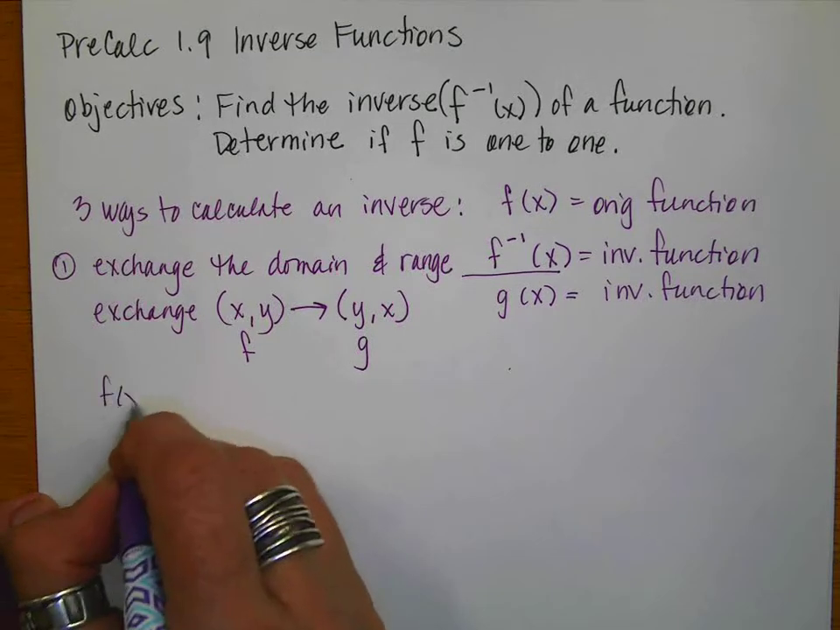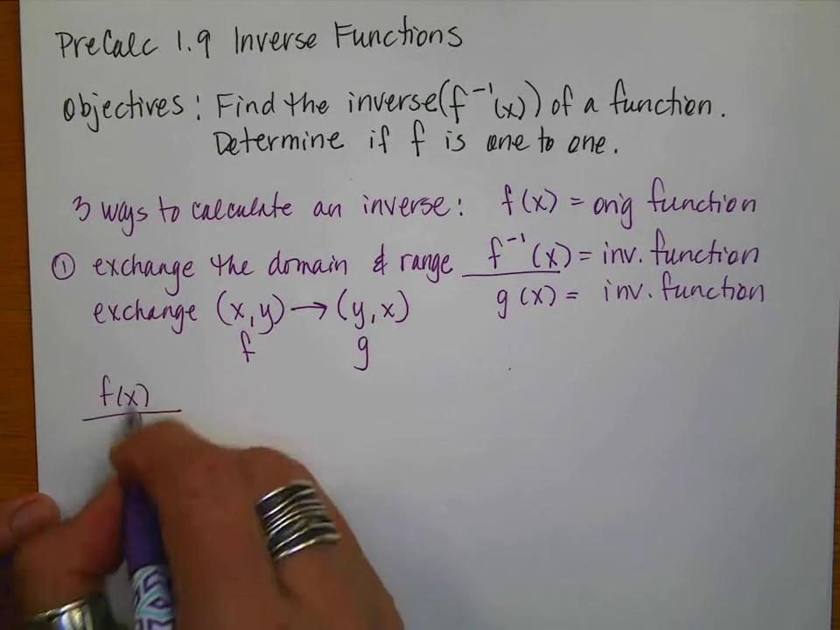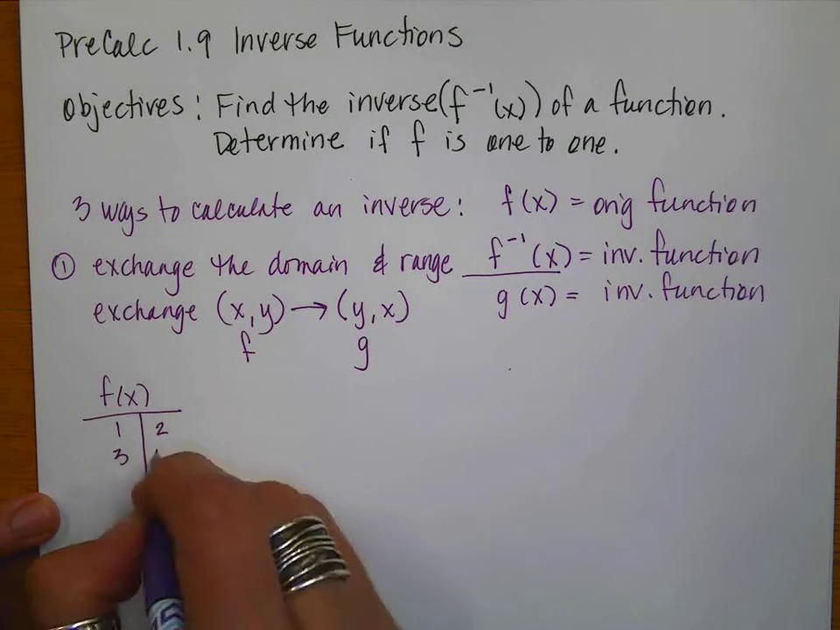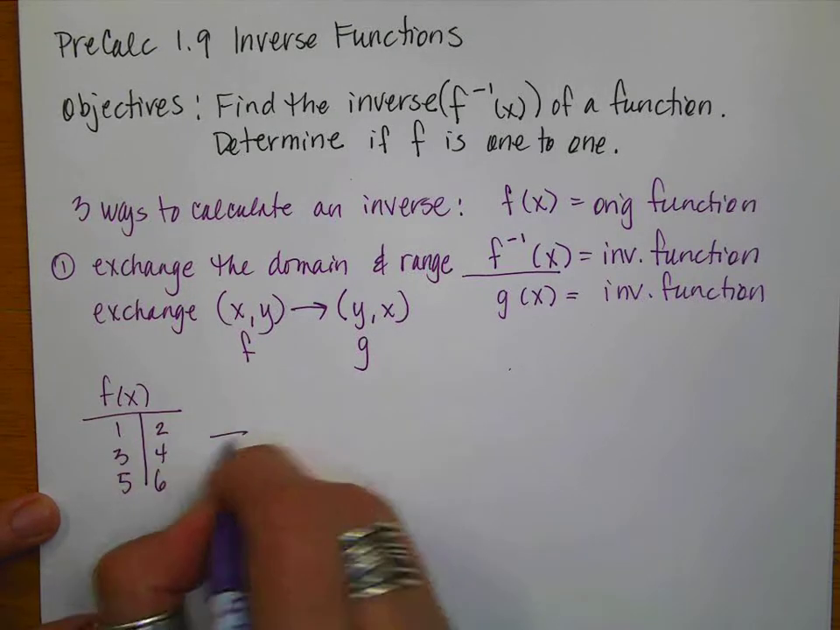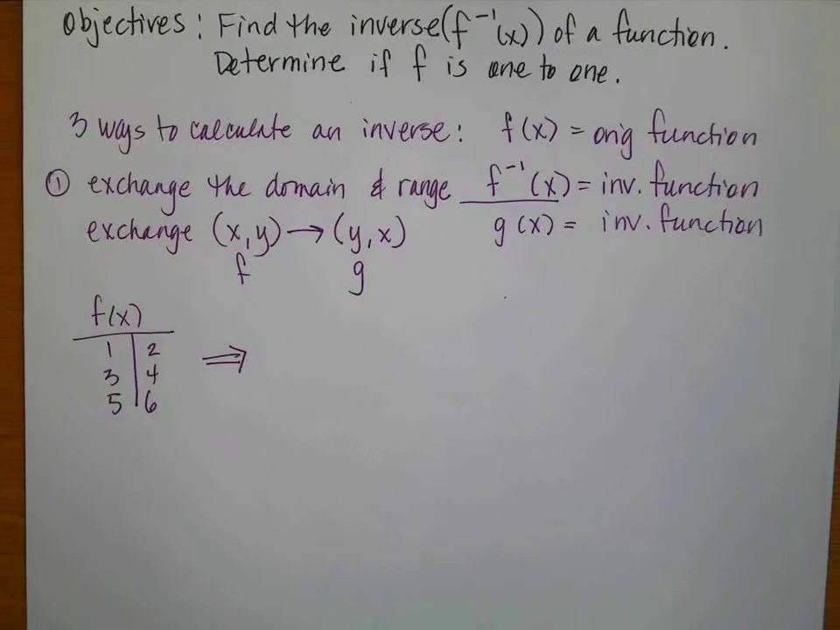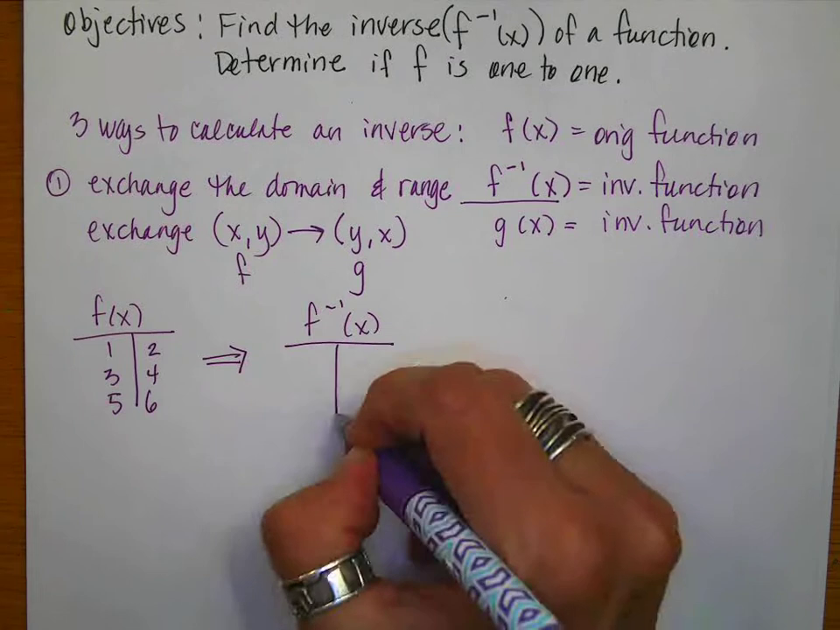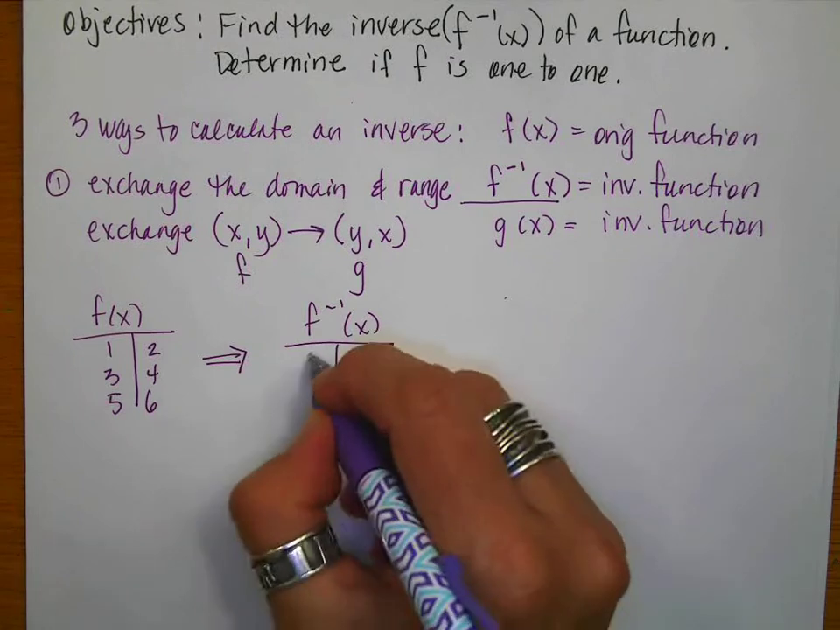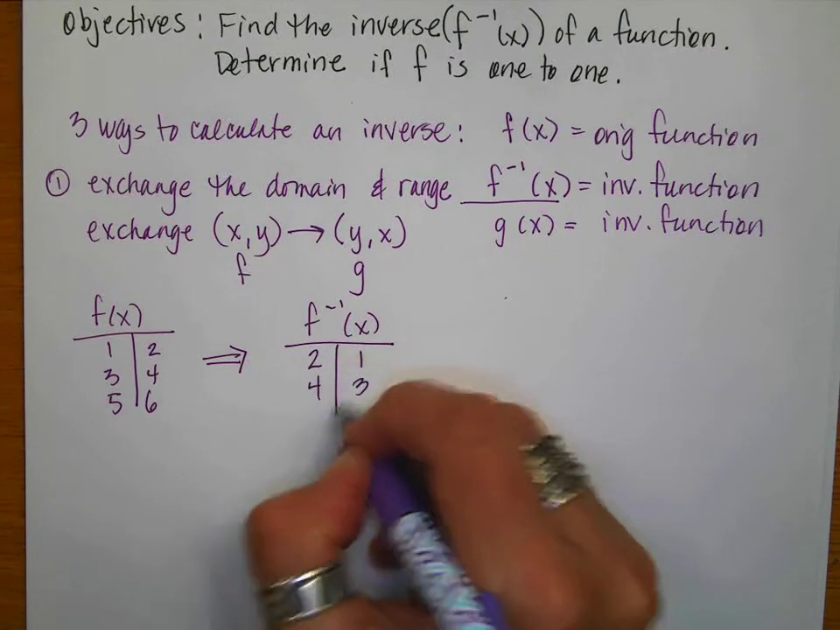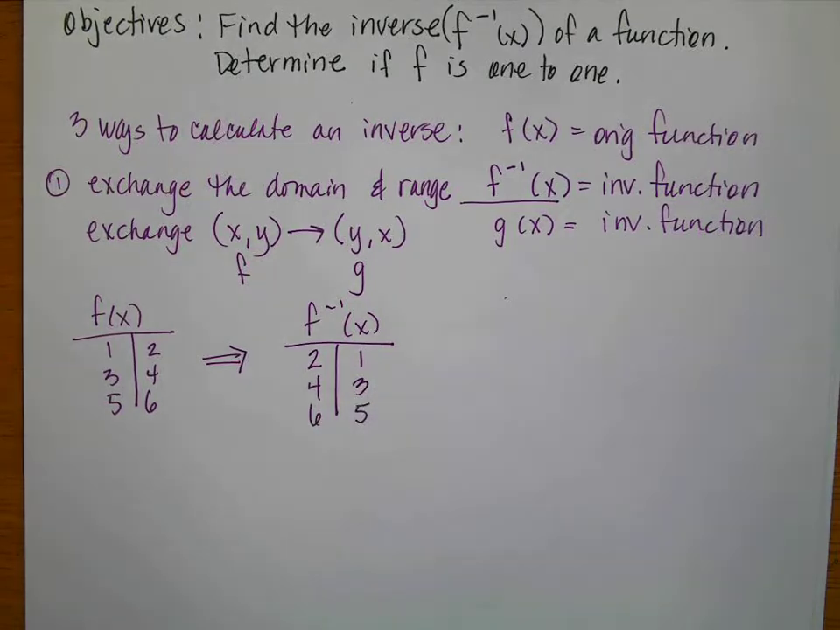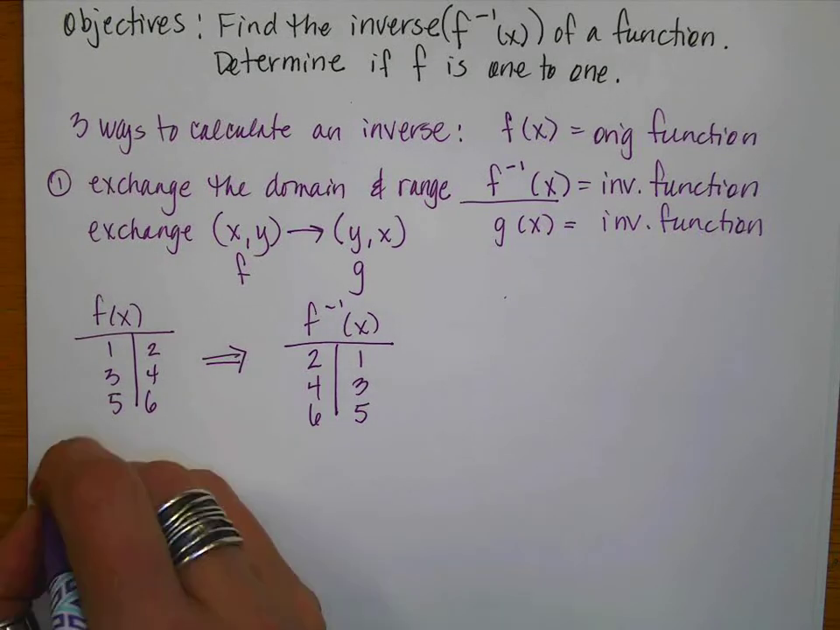So for example, let's say my function has data points 1, 2, 3, 4, 5, and 6. I know that's really creative. When I go to the inverse, those values switch places, and this becomes 2, 1, 4, 3, and 6, 5. This is what your calculator does when it draws the inverse, and I'll show you that when we're just about done. But this is one way of changing the stuff in an inverse.